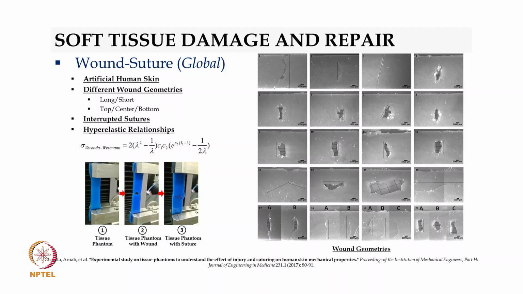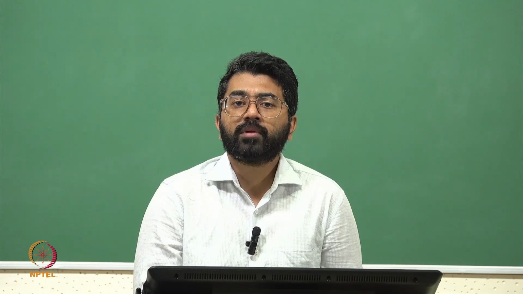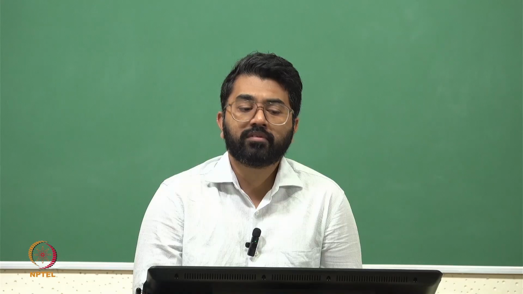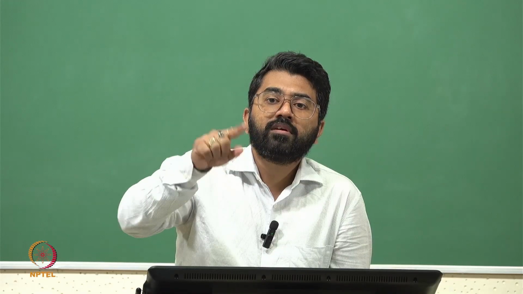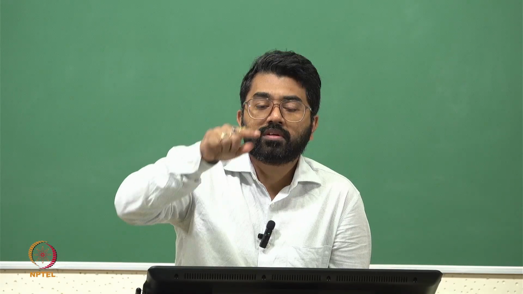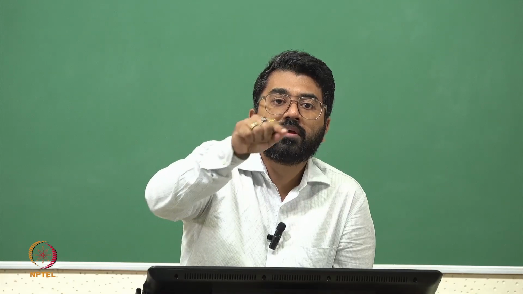So we created artificial human skin simulants, and we generated different wound geometries, long and short. Also the wounds were located across top, bottom, and center. These wound shapes were all derived from literature. We placed interrupted sutures on these wounds. This is a type of suturing technique where you place one suture, end that suture, place another suture, then place the third suture, right? Another very common technique is the continuous suture, where you take the thread and keep on suturing here, here, here, here.